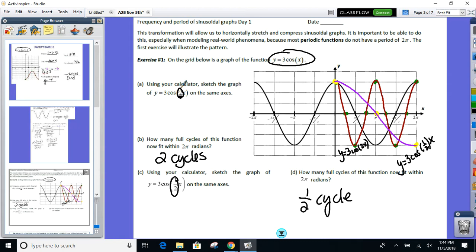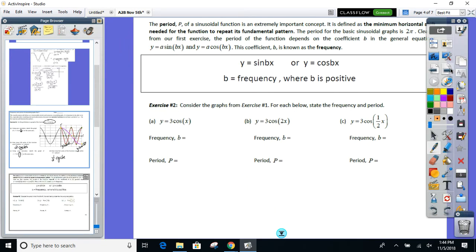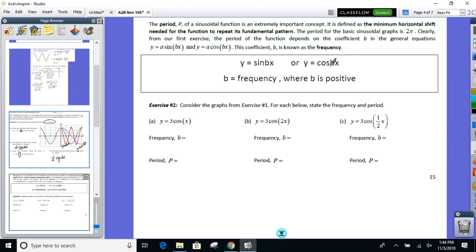Okay, I actually want to give a name to that number. I don't want to call it the number in between cosine and x. That name now is called the frequency. With the B value, you have an A value that's outside, you have a C value, which is the shift, and now we have a B value in between that's going to be called our frequency. That's how many we're going to see.